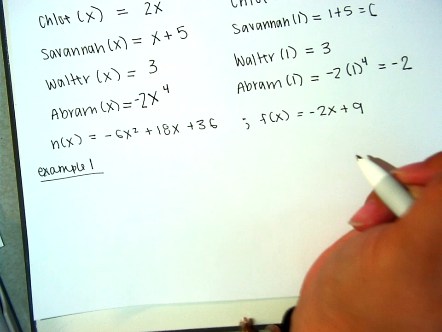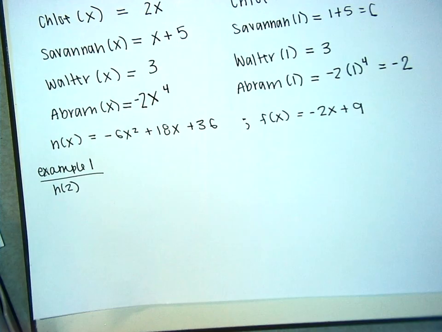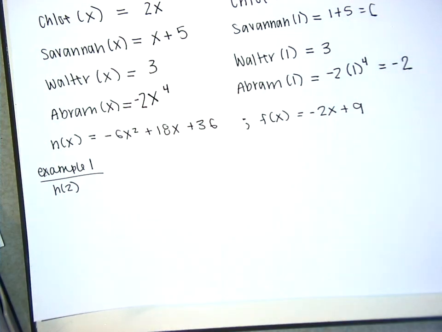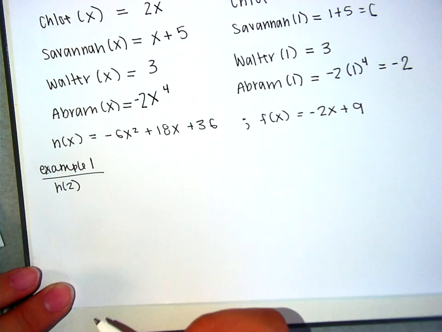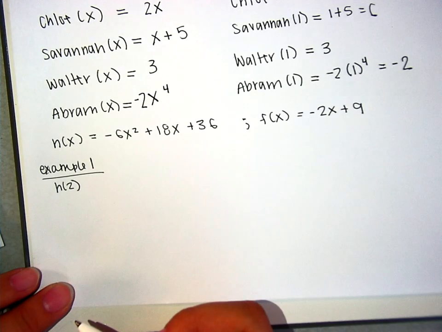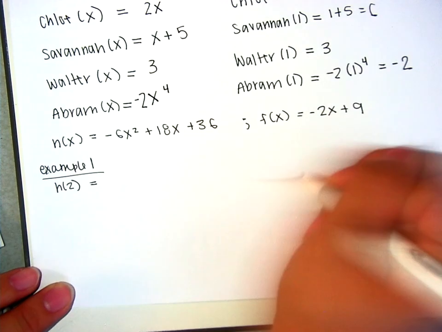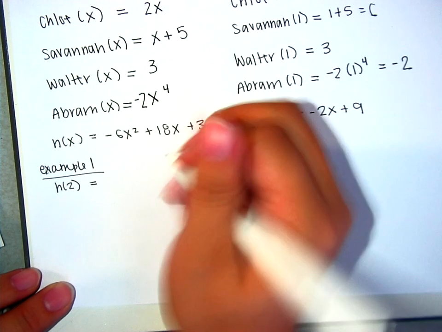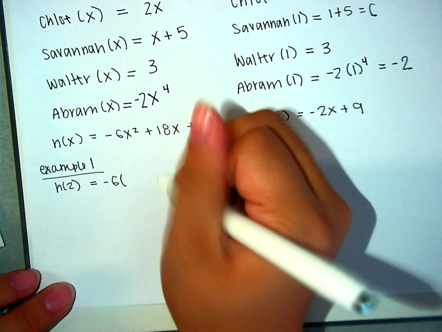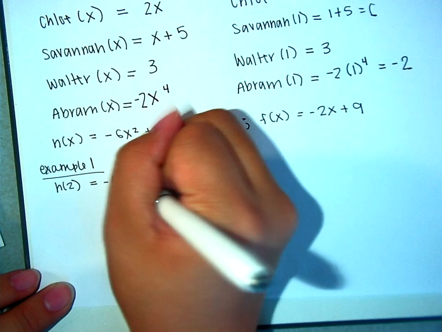Example 1. We're trying to find h of 2. How do I know what function to use? What equation am I using to find h of 2? The first one. Why the first one, Rinley? H of x, because H is just a name, right? So we're going to do negative 6 times, what's inside? Instead of x, we have a 2.